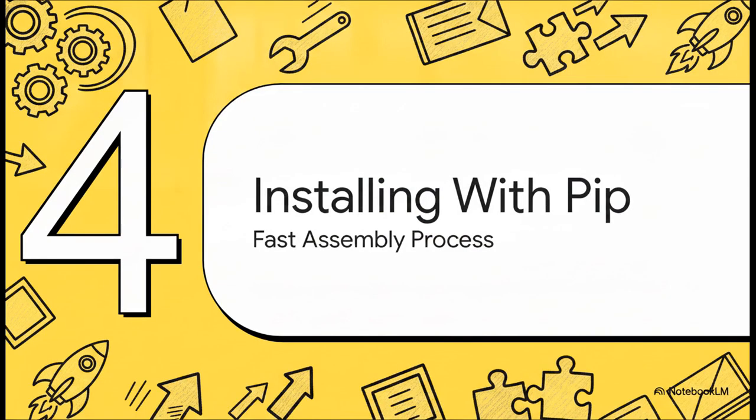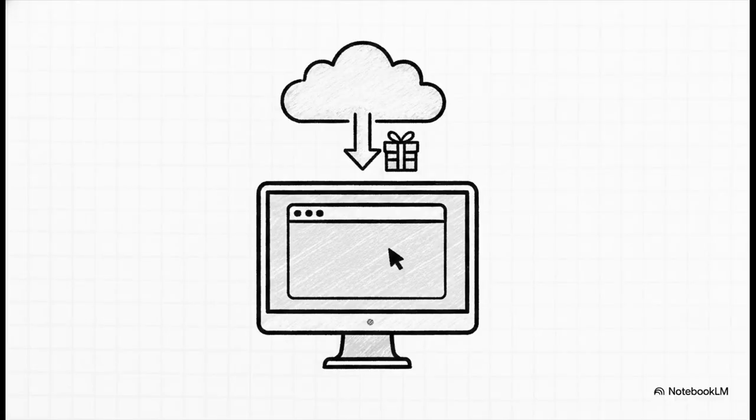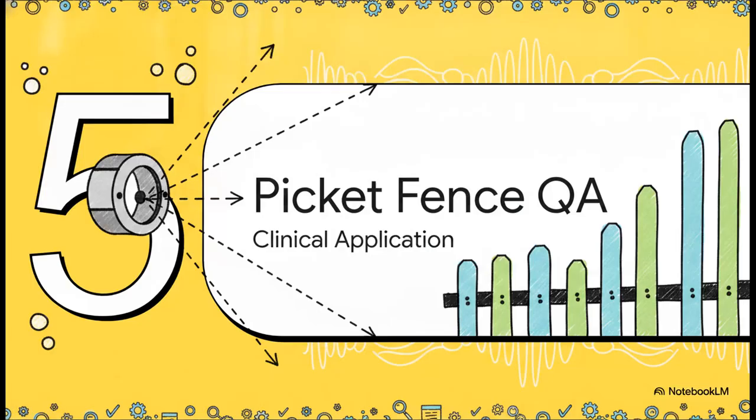Let's hit section 4, installing with pip. Now it's time to actually assemble this thing, and don't panic, it's unbelievably fast. To get Pylinac onto your computer, literally all you do is open up your terminal or command prompt and type one simple command, pip install Pylinac. That uses the Python package manager to just instantly download and install the whole library for you. Easy, right?